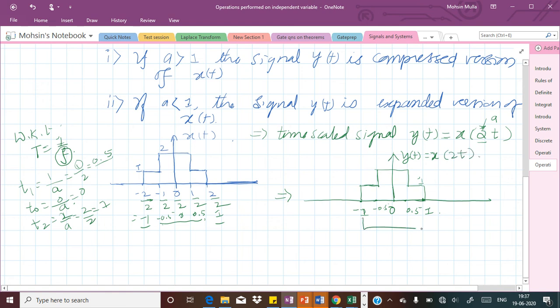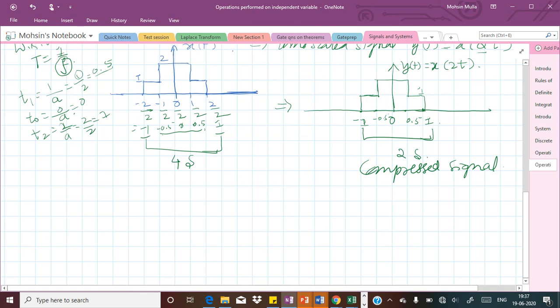Here the total time period is now reduced by half compared to the earlier time period. The earlier time period was -2 to 2, so that is totally 4 seconds. Now it is -1 to 1, which is only 2 seconds. This is called a compressed signal. This is what happens when we make the signal run at a higher speed: it becomes faster, meaning the signal gets compressed, and more signal is played in less time.